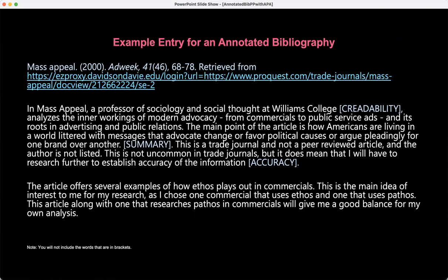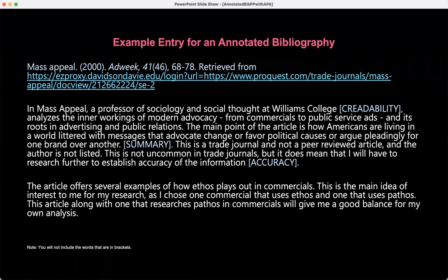Then this is a trade journal and not a peer-reviewed article, and the author is not listed. This is not uncommon in trade journals, but it does mean that I will have to research further to establish the accuracy of the information. Just because you use something doesn't mean that you have to be able to prove the accuracy immediately.